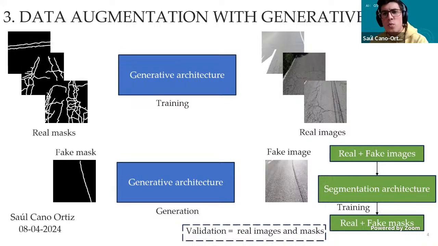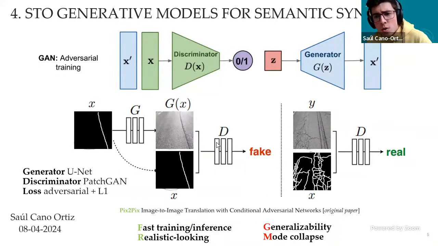The thing is that you have to label really few images, and then once the generative model is trained, if it works, you can generate thousands or as many images as you want, so that you can train a segmentation architecture with real and fake images, and always validate with just real images. So right now I'll be talking about generative models for segmentation, semantic segmentation in synthesis.